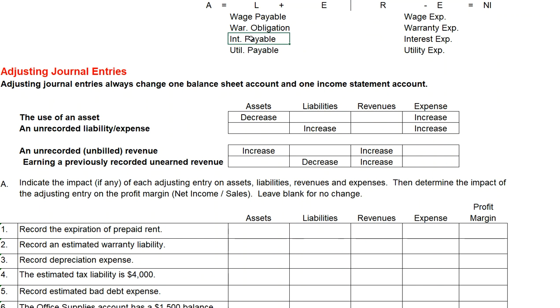Same thing with utilities. We typically pay that after the fact. So at year end, we have an unrecorded liability we need to record, utilities payable, and we're going to record utilities expense. So again, all firms have these types of adjusting entries that involve the use of an asset or recording of a liability and an expense.